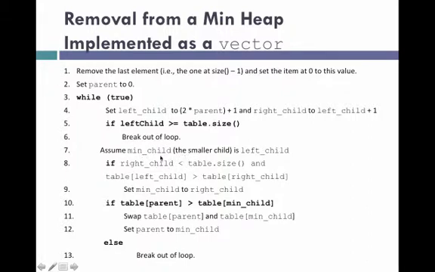Otherwise, we assume that the min child, the smaller child, is the left child. And if the right child is less than table size and the left child is greater than the right child, then we set min child to the right child. And if the parent is greater than the min child, then we swap the parent with the min child and we set parent to min child. Otherwise, we break out of the loop.